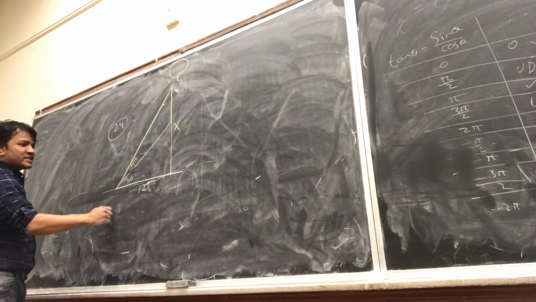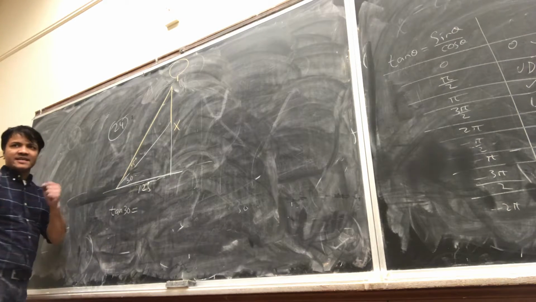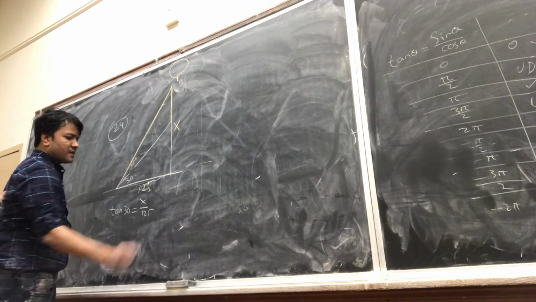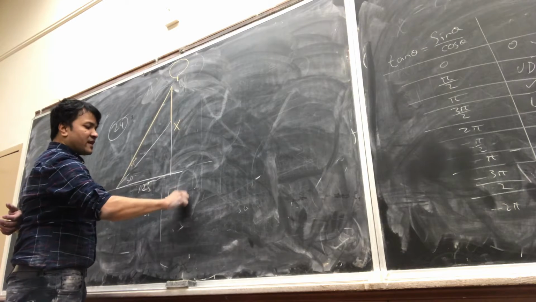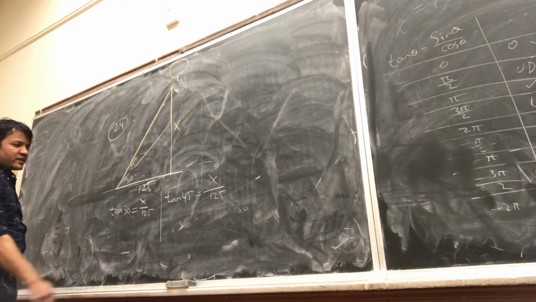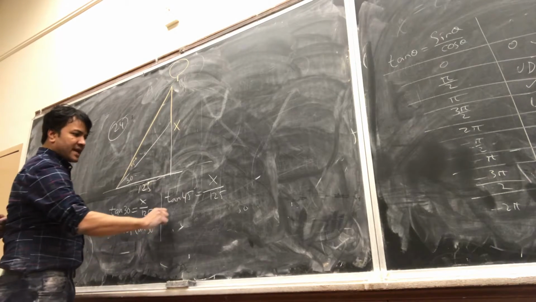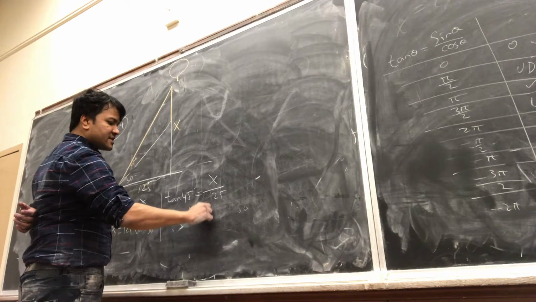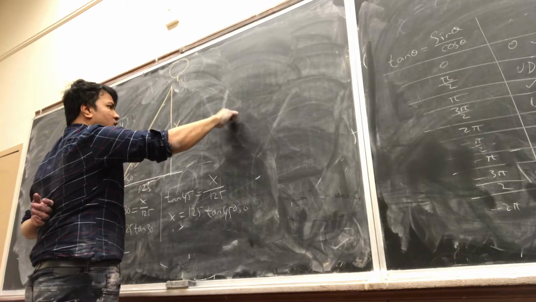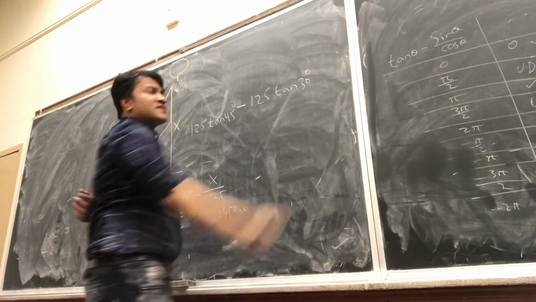Yeah. Okay. So tangent 30 degrees is what? Opposite over what? Opposite of what? Adjacent. And tangent 45 degrees is opposite over what? Adjacent. Okay, so we are trying to find x. x is what? 125 tangent 30 degrees. And x is what? 125 tangent 45 degrees. So 125 tangent 45 degrees minus 125 tangent 30 degrees, and this is the answer.